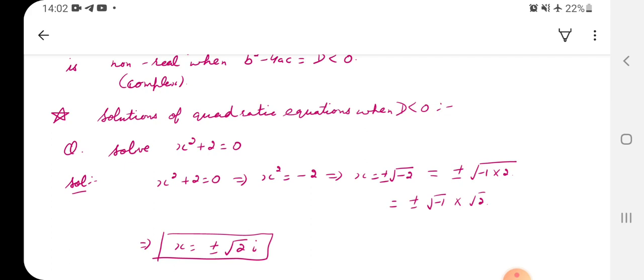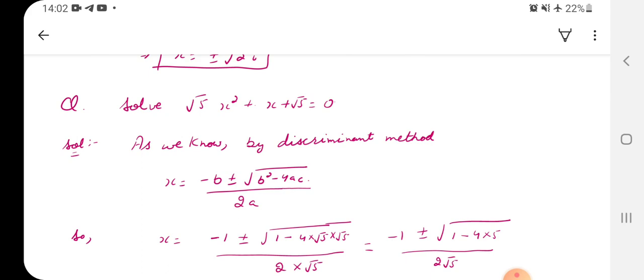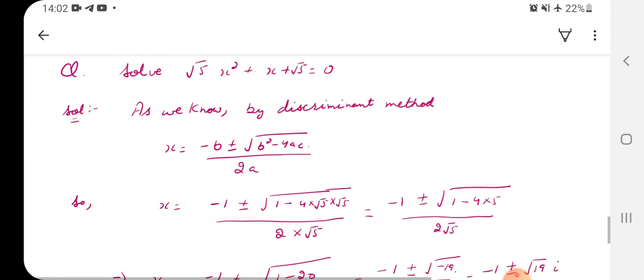But you can see by using the 10th class methods, you can't find the solutions of this equation, quadratic equation, right? So in that case you said it will be non-real roots. So non-real, that means complex. So you found now what will be the roots of this equation. So one last question based on this quadratic equations. They said solve root 5 x square plus x plus root 5 equals to 0. Now solve this equation with the help of discriminant method.